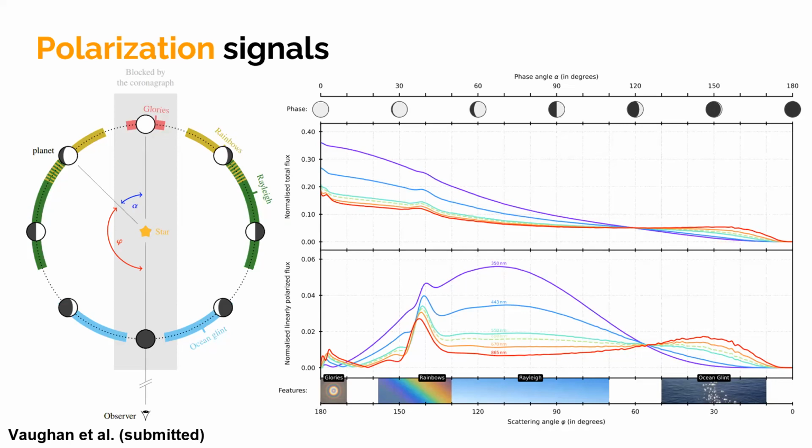Glories are another thing which we don't really think we can see. If you look on the left, you can see a view of the observer looking at the planetary system with colored bands, which show polarization components in different parts of the field. And glories are just way too close in to really see for many systems.